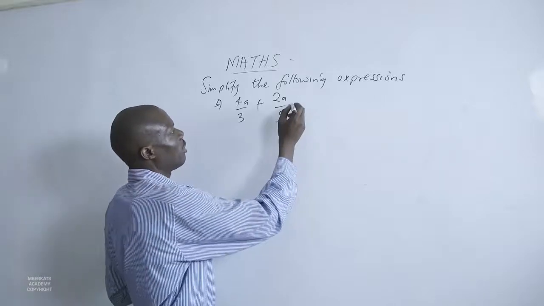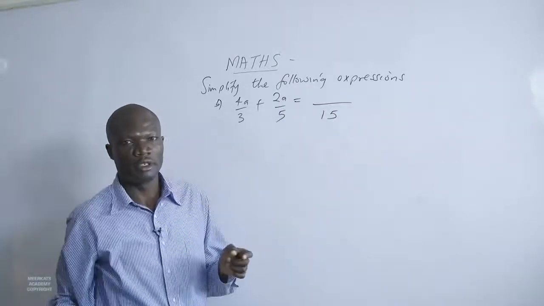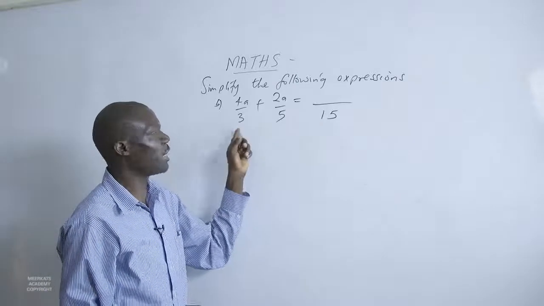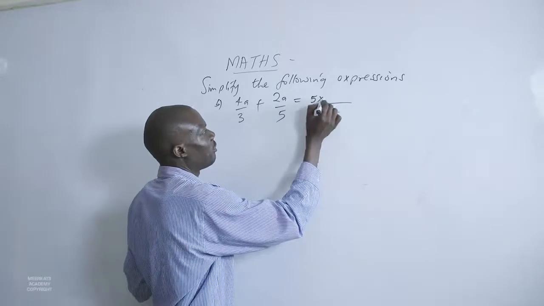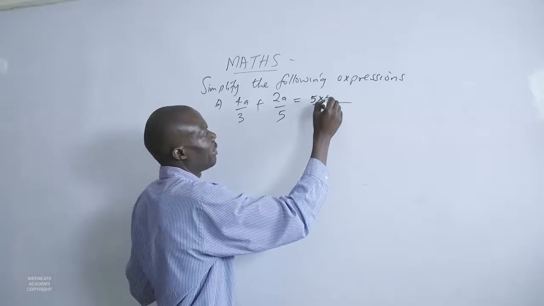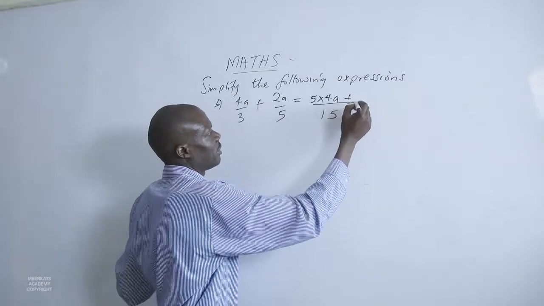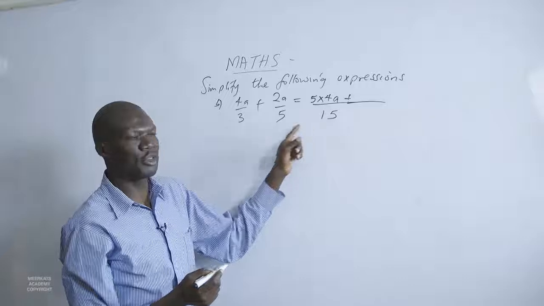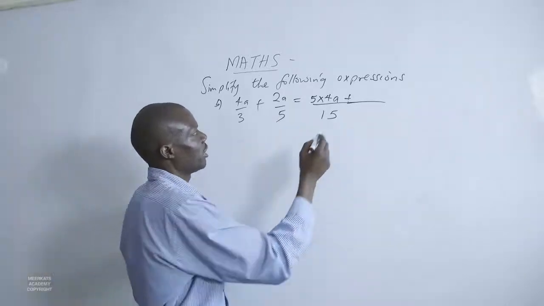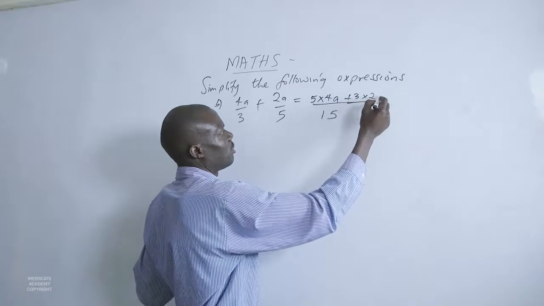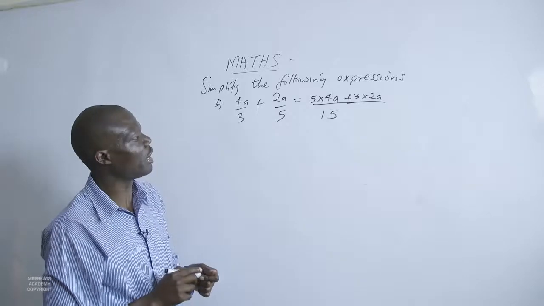So we have our least common denominator as 15. Then we take 15 divided by 3, which is 5. 5 times 4a, right? Then plus, this is just on the same denominator. 15 divided by 5 is 3, then 3 times 2a, 3 times 2a.